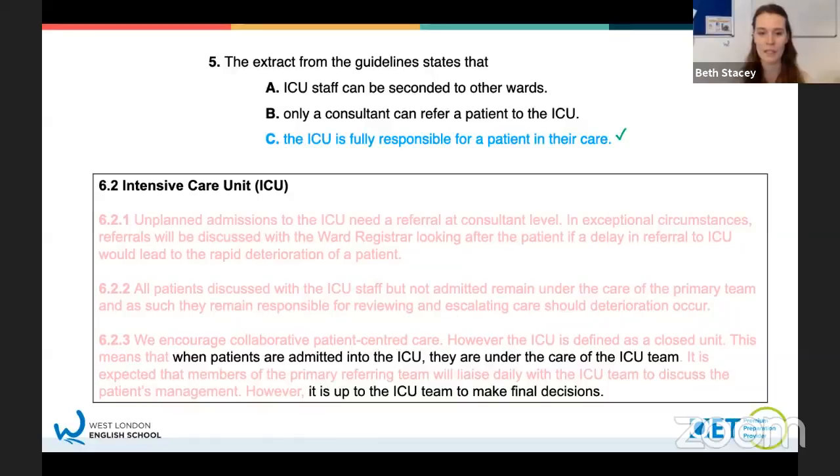Okay. So the ICU is fully responsible because when patients are admitted into the ICU, they are under the care of the ICU team. Now, it does say in between those two black bits at the bottom in pink, it says it's expected that members of the primary referring team will liaise daily. So that's fine. The primary referring team will still have contact with ICU. However, it is up to the ICU team to decide, to make the final decisions. So that is why C, they are fully responsible.